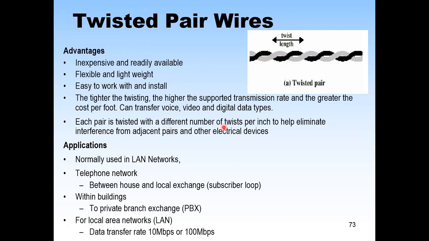Each pair is twisted with a different number of twists per inch to help eliminate interference of the signals from the adjacent pairs and other electrical devices. Applications: normally used in LAN networks, telephone networks between house and local exchanges, subscriber loops within buildings to a private branch exchange (PBX), and local area networks. As I have discussed, data rates are 10 Mbps or 100 Mbps. Nowadays we have 1 Gbps, 1000 Mbps.